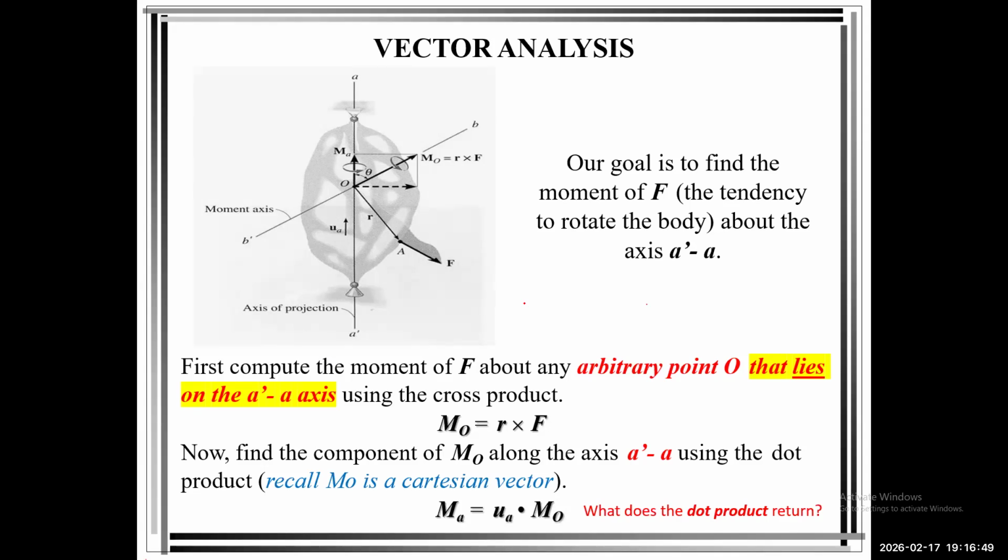All right? So the goal is to find the moment of F about an axis. Where's the axis? The A prime A axis. And you see the force down here. Can you see my pointer? Let me see if I can show the pointer. So let's say that you see where F is. Can you see the point? It might be very faint.